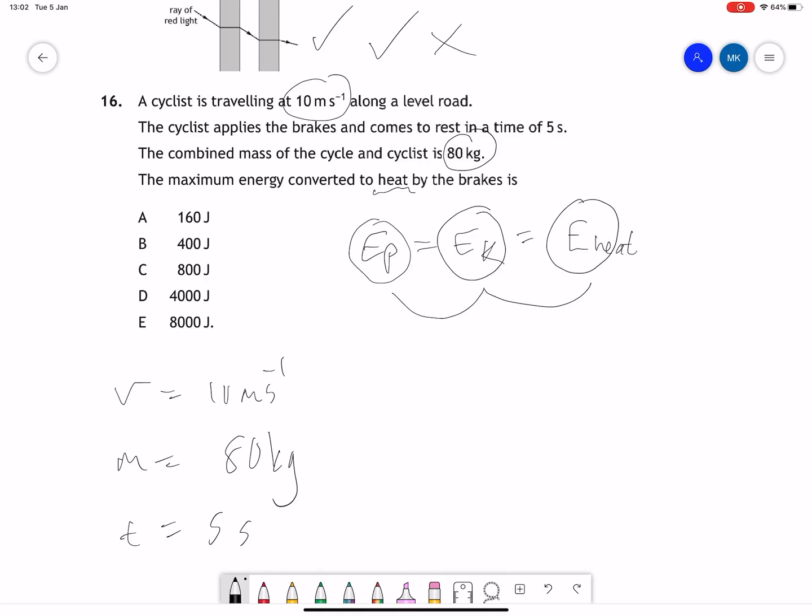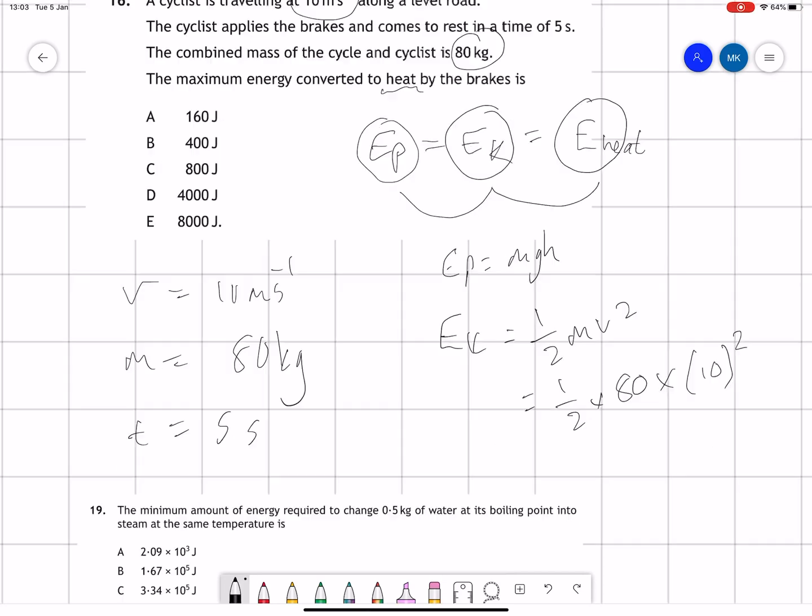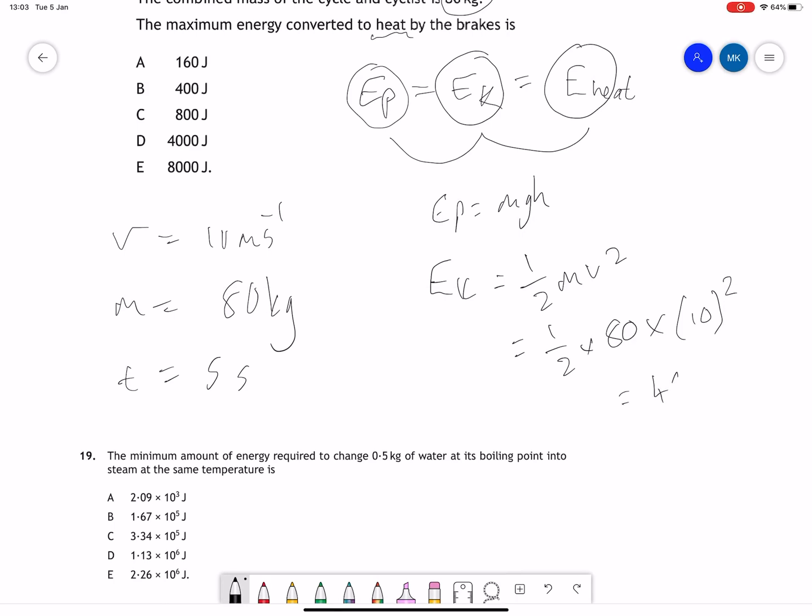We can't calculate potential energy because we don't know the height. EP equals mgh. We can calculate kinetic energy though, because we have a half mv squared. So it's a half times mass, which is 80, times the speed, which is 10 squared. 100 times 80, 8,000 times a half, which is 4,000 joules. So the answer is D.